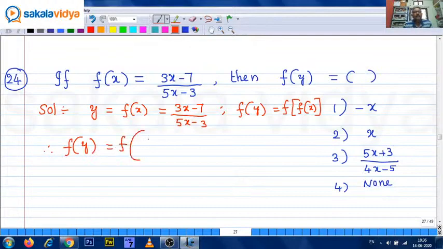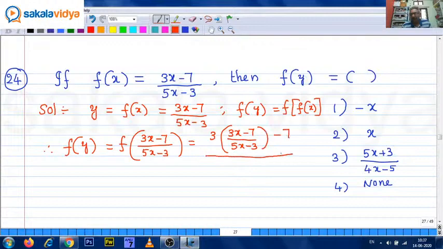So therefore, f of y equals f of 3x minus 7 upon 5x minus 3, equals, in the place of x, you need to write 3x minus 7 by 5x minus 3. This equals 3 times 3x minus 7 upon 5x minus 3, minus 7, upon 5 times 3x minus 7.